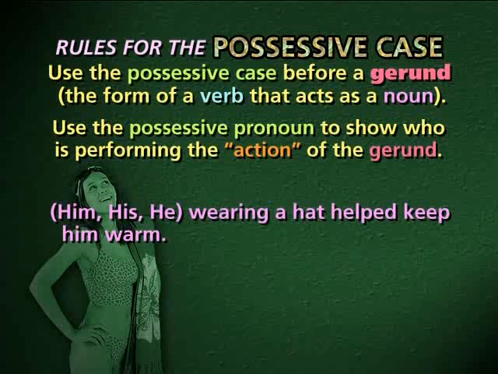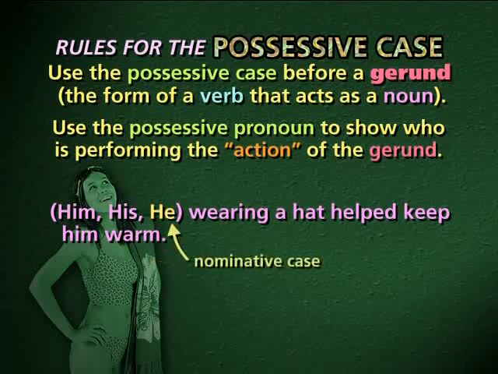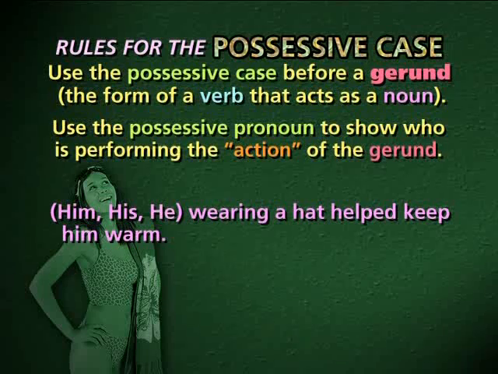Number 2, I have him, his, or he. Well, him is in the objective, his is the possessive, he is the nominative. Wearing a hat helped keep him warm. Wearing is my gerund, so I'm looking for something in the possessive case. Only his is in the possessive case. So my sentence reads, his wearing a hat helped keep him warm.